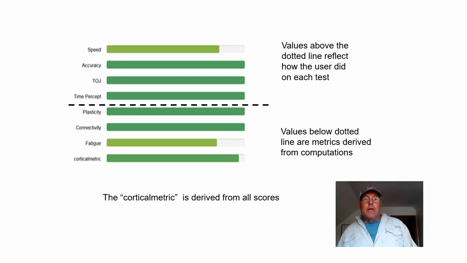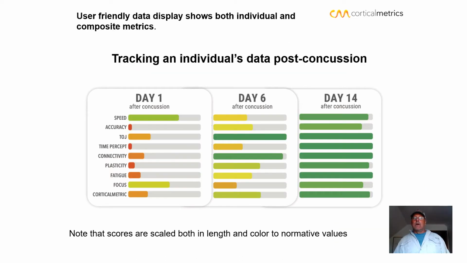When we make this big enough, you can read speed, accuracy, TOJ, and timing percept. I have some other videos talking about what these specific scores mean, but for right now I just want to talk about it in general. The values above this dotted line can be easily figured out in terms of your actual scores. Like speed is reaction time and reaction time variability. The bottom ones are computed, looking at combinations of tests. The cortical metric is the overall composite of all those scores, and it's a vector analysis. So let's look at our examples.